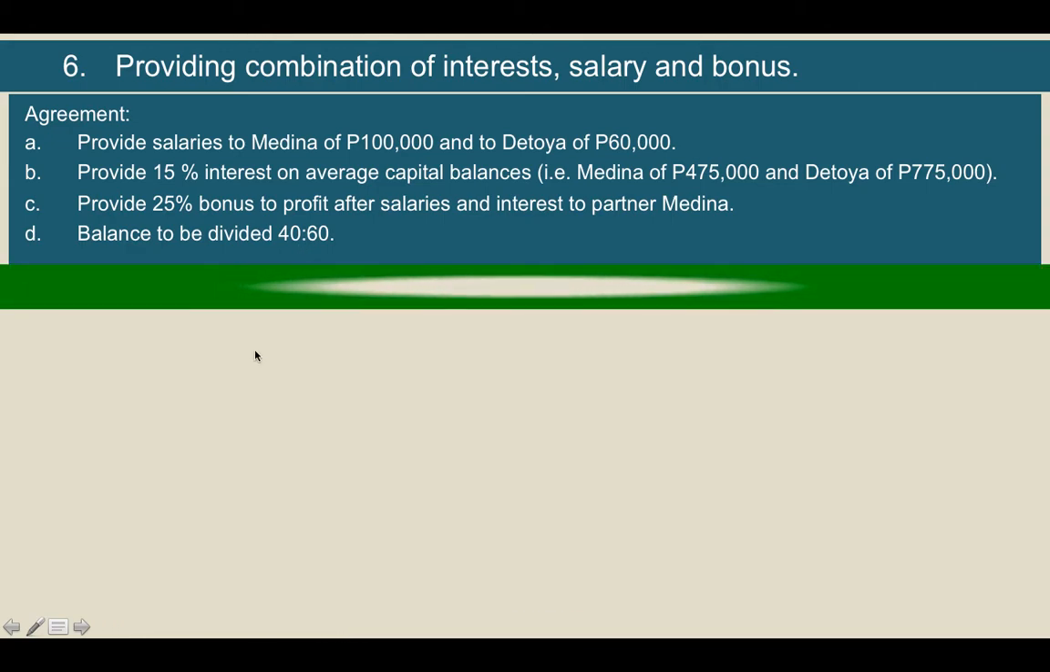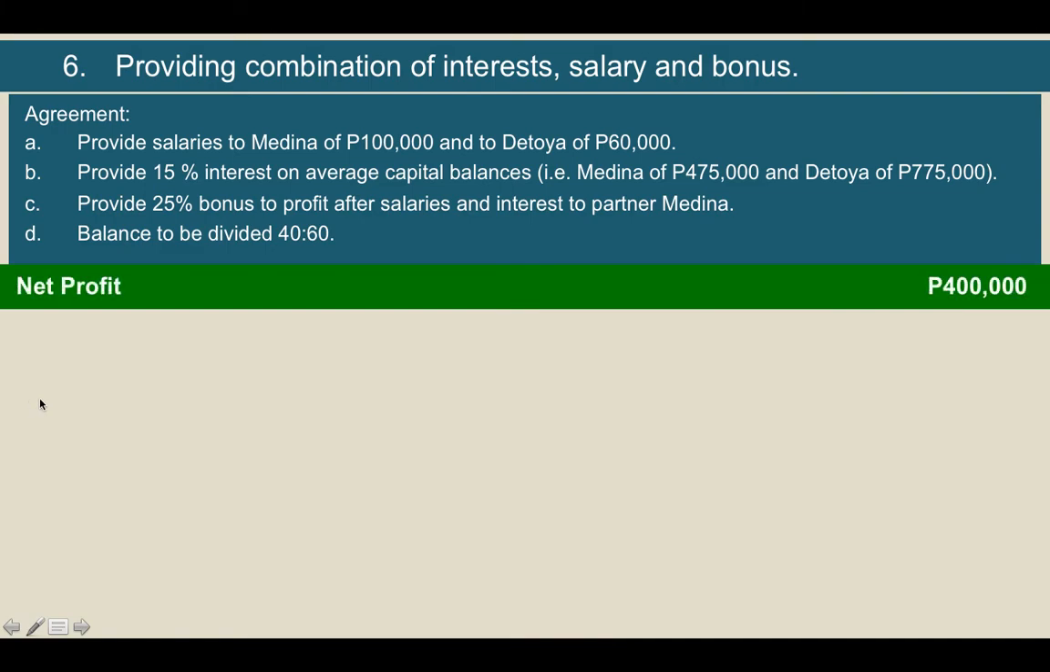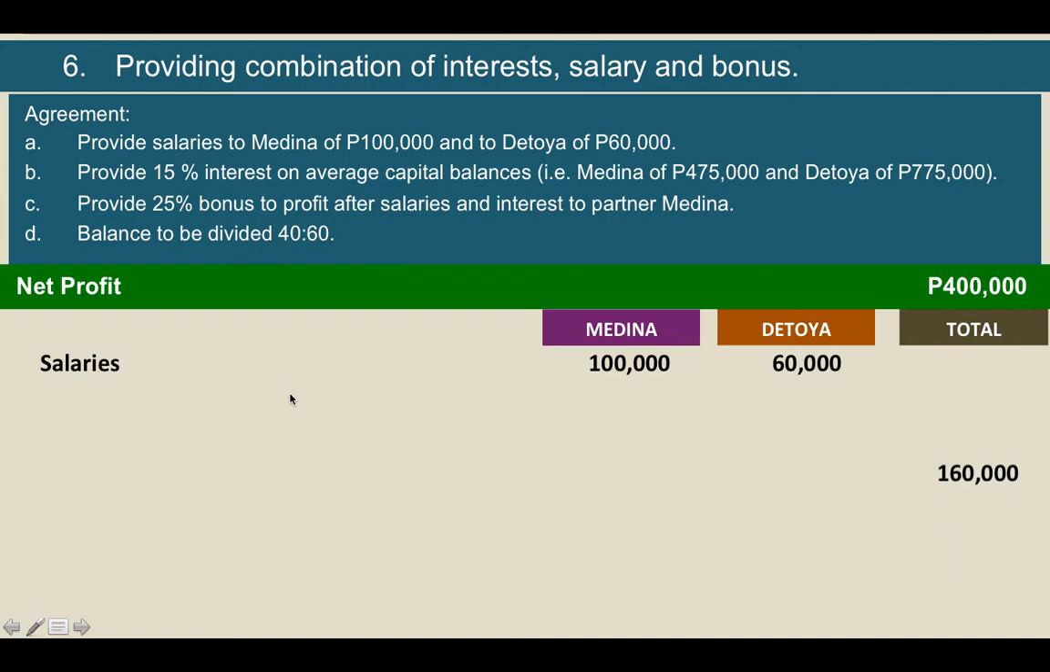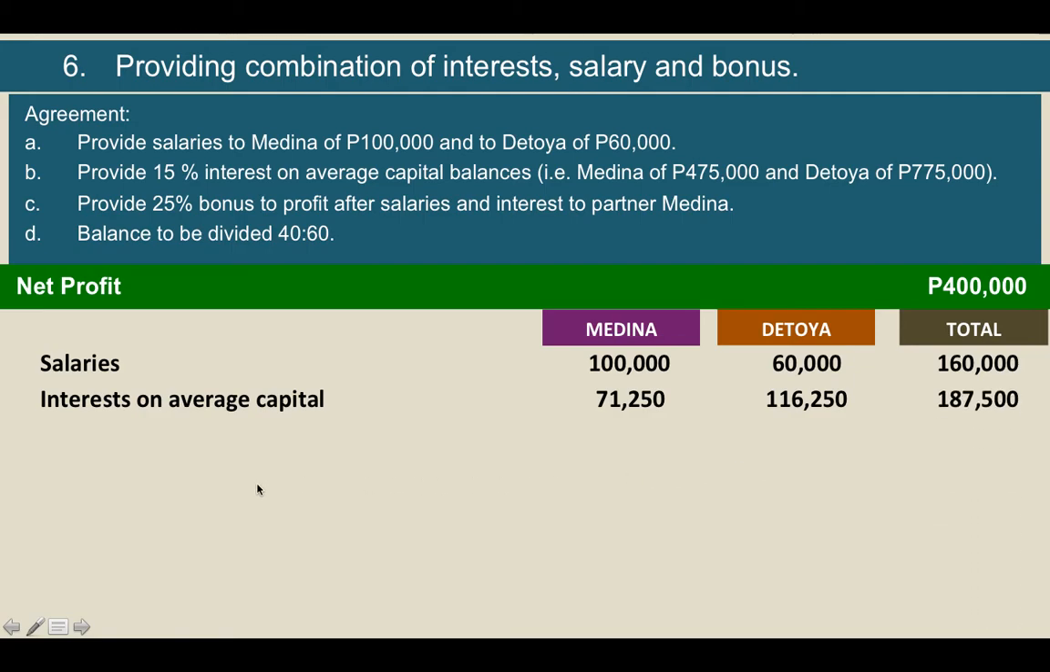So class, the amount of profit that we are going to distribute is 400,000. So let us distribute. Salaries first. For Medina, 100,000. For Ditoya, 60,000. For a total of 160,000. Next, interest on average capital balances. So 15% of 475,000, that will be 71,250, and 15% of 775,000, that will be 116,250, for a total of 187,500.